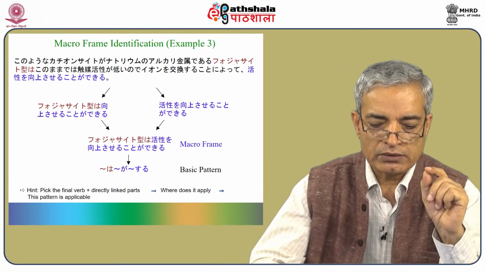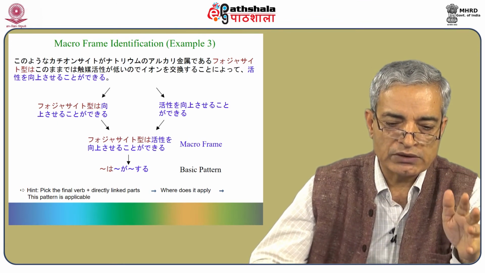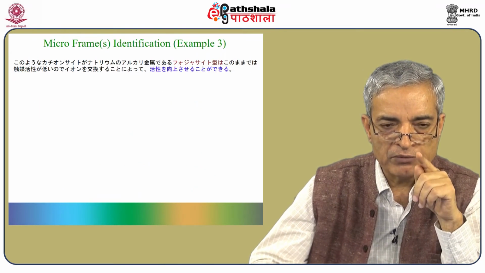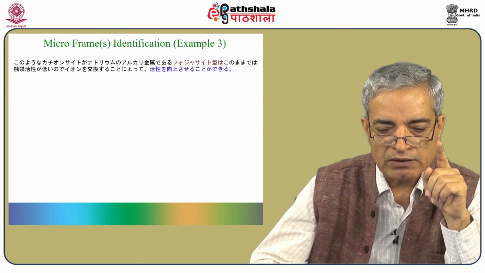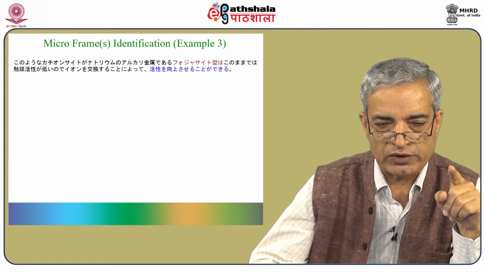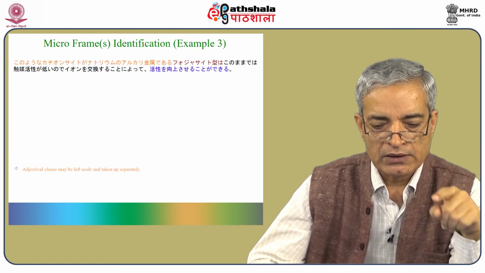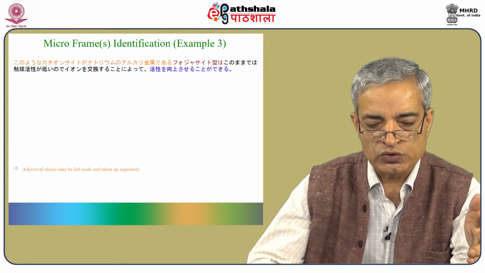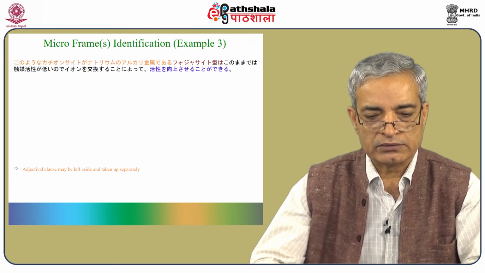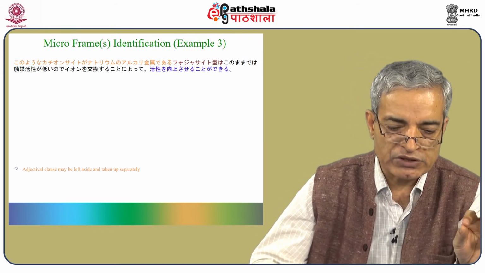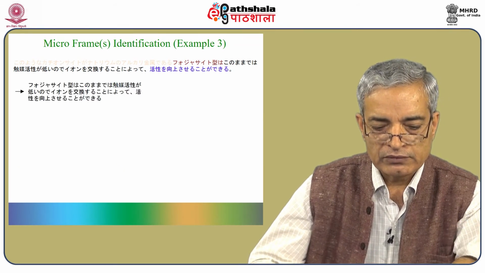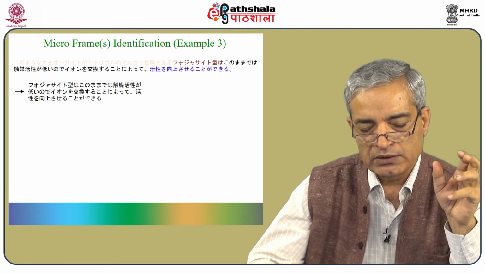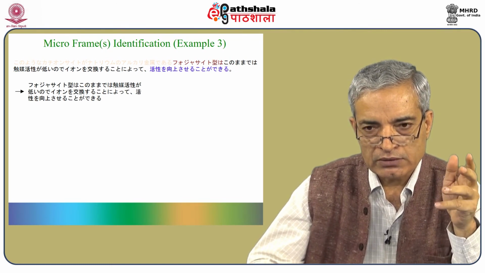Let's go to the next slide to see the micro frames in this particular example. If you remember, we found that there was something causing problems in this case, and that was the adjectival clause, even in the 5W1H method. Now we have already done the macro framing, so let's do it once again. The adjectival clause is kept aside, and from here: foja sait gata wa kono mama de wa shokubai kase.